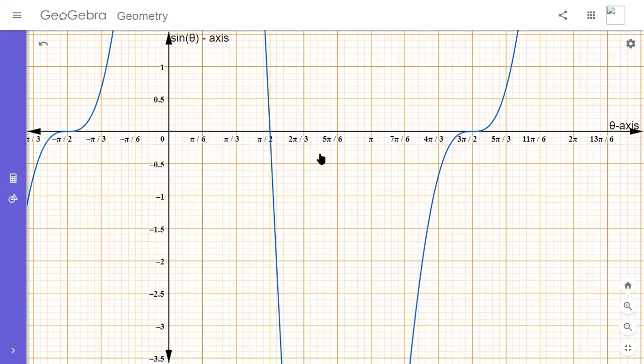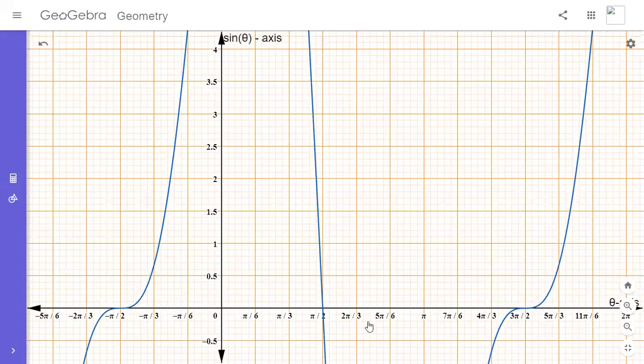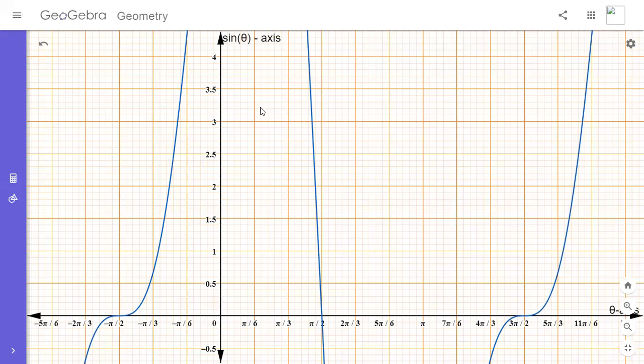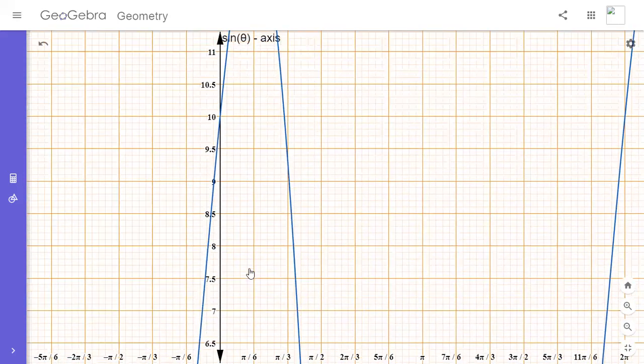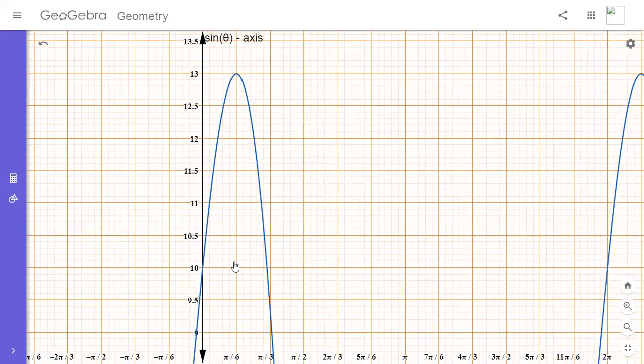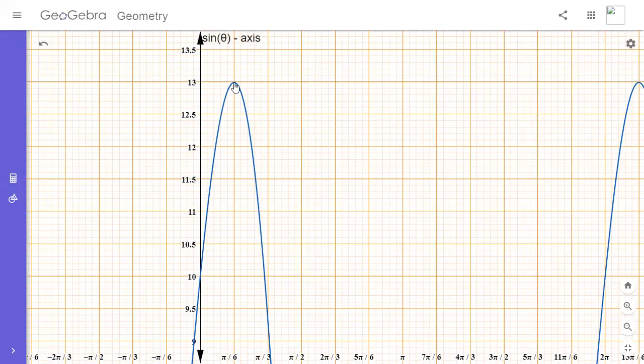Yes, so we're working with n as 0. So we're looking for pi over 6. This is pi over 6 here, right? And if we continue to go up, we have that value there, which is indeed a maximum point. So we know that at pi over 6, we do have a maximum point for real. So at theta equals pi over 6 plus 2n pi, we're going to have a maximum point.